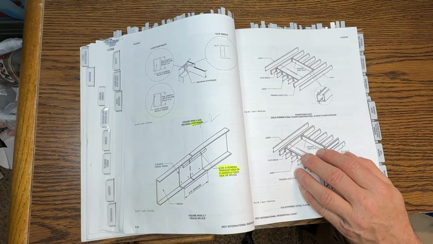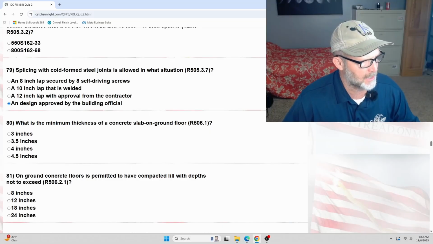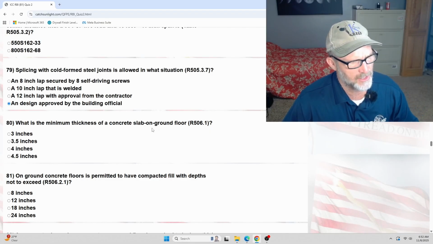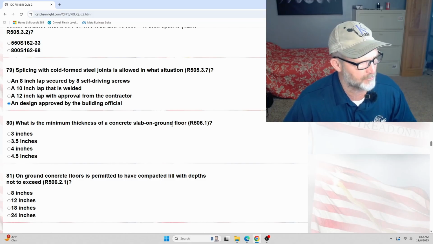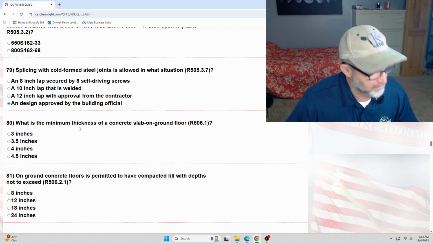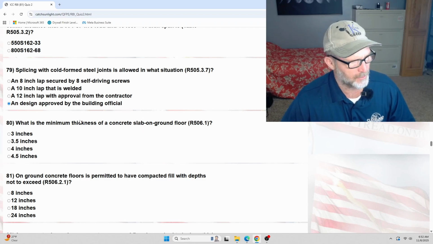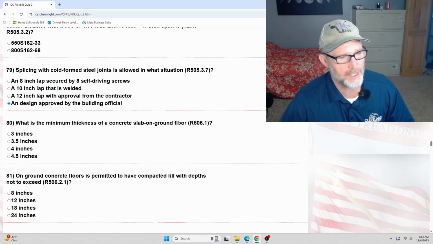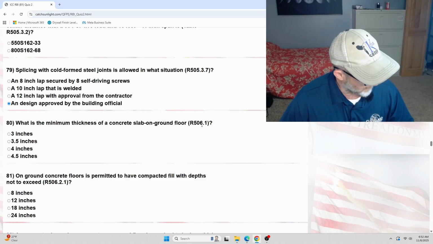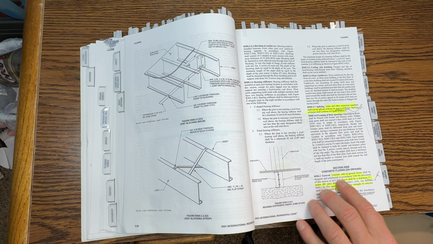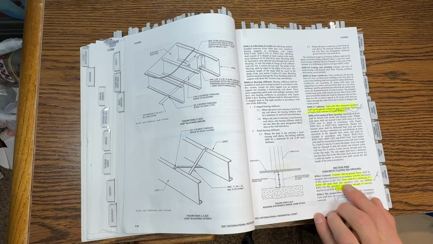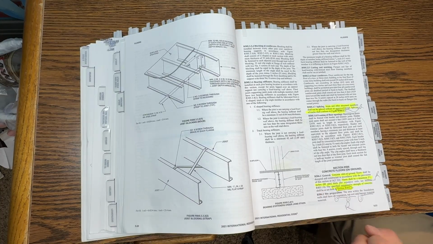Let's take a look at the next question, 80. What is the minimum thickness of a concrete slab on ground floor? So if you're dealing with concrete floors, what's the minimum thickness for a concrete slab on ground floor? Now this is a floor. We're not talking garage, things like that. But if you look at our R506.1, concrete slab on ground floors shall be a minimum of 3.5 inches thick. So 3.5 inches thick is the answer there.